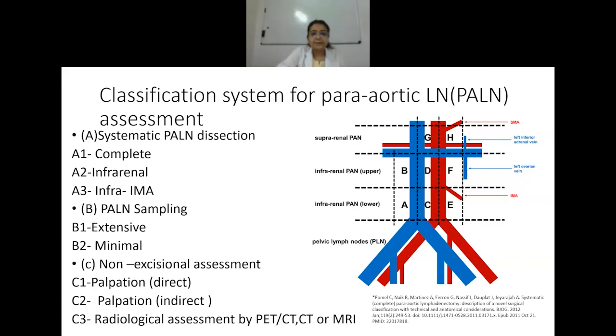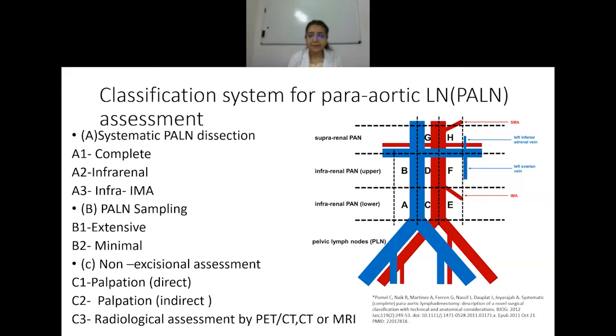There is another classification system for the para-aortic lymph nodes based on how much assessment we do. The first is a systematic para-aortic lymph node dissection. A1 is where complete assessment is done, along with suprarenal and infrarenal para-aortic lymph nodes removed. A2 is infrarenal only. A3 is infrarenal up to just the inferior mesenteric artery.